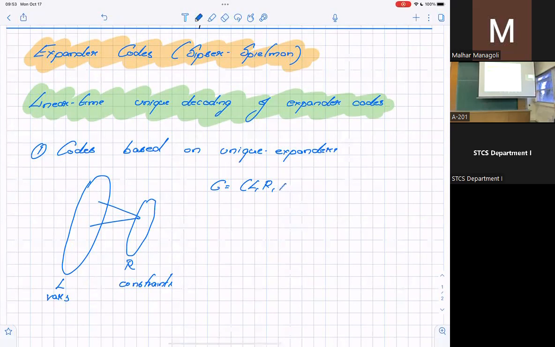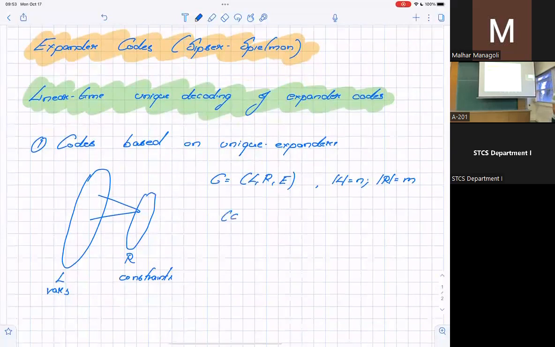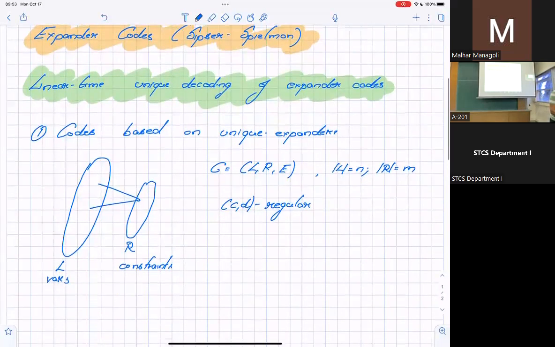I'm going to go a little fast the first 5-10 minutes because this is a recall of last time. The size of L was n, that was the block length of the code. The size of R was m, the number of constraints we were enforcing. We had said that the graph is C,D regular. That is, the left side has regularity C, the right side has regularity D. C and D were discrete constants. And furthermore, the graph was a delta C times 1 minus epsilon expander.